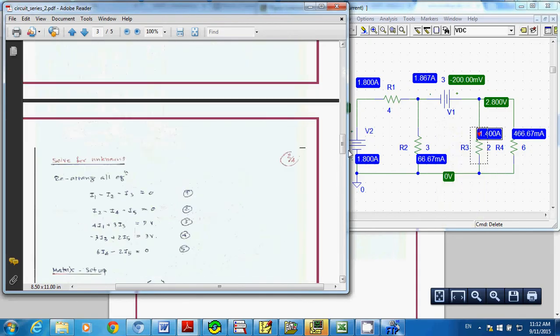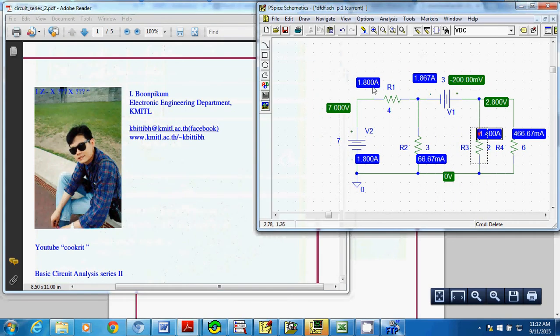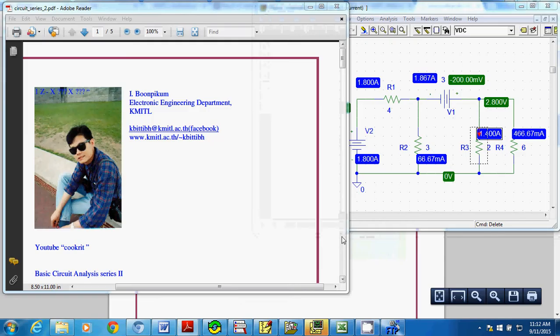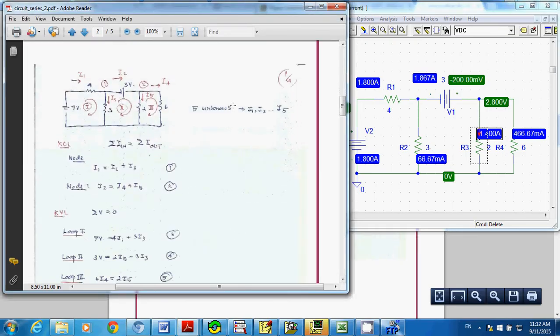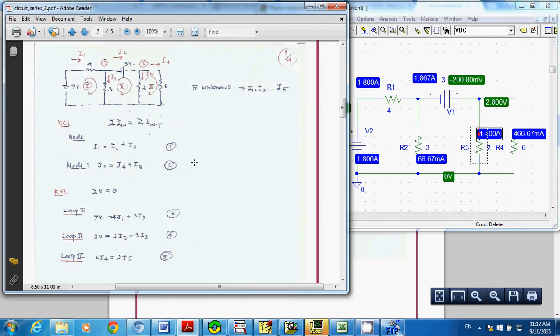Okay, so the reason I mentioned earlier why we have to do our PSpice first is because you don't want to waste your time when you set up equations, right? You have 5 unknowns, so you're looking for 5 equations to be able to solve for these unknowns, right? If you set up the equation wrong, that means you're going to waste your time. So in this case, I'll show you step by step.